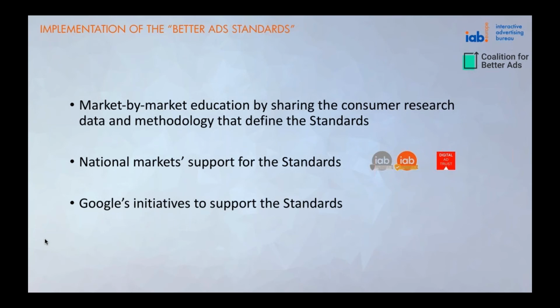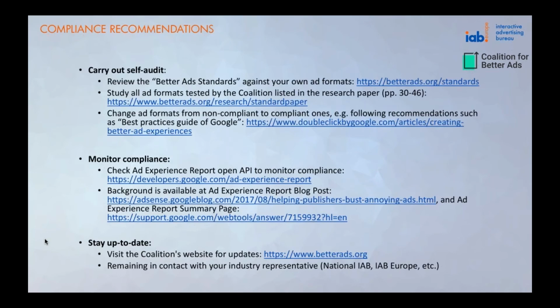And finally, there are a number of useful steps that many players in the chain, publishers probably in particular and in the first instance, can do to ensure compliance. These would include self-audit, constant monitoring of compliance, and keeping abreast of the Coalition for Better Ads updates. And I believe that Scott and Jan will also elaborate on some similar recommendations during their presentation. We are also happy to share these presentations, slide decks after the webinar with all the participants.